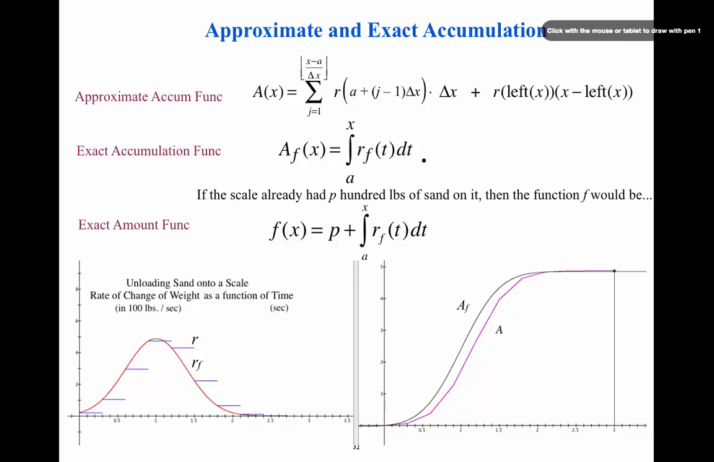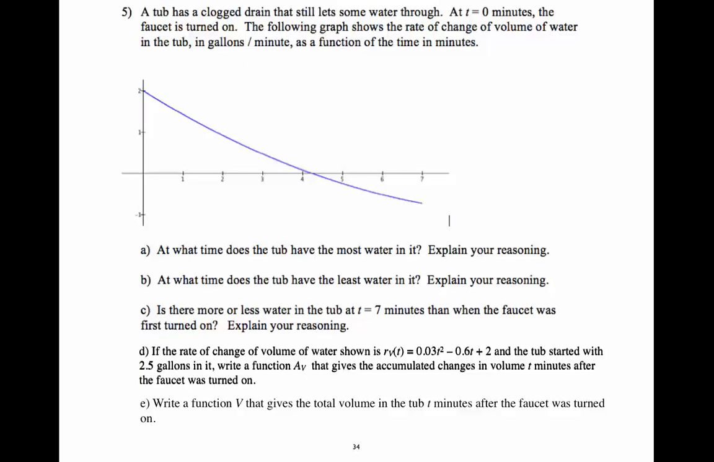Other questions? Okay, example. Here we go. A tub has a clogged drain. It still lets some water through. At t equals 0 minutes, the faucet is turned on. So the faucet's on and it's also draining, kind of. Those are both happening at the same time. The following graph shows the rate of change of volume of water in the tub in gallons per minute as a function of the time in minutes. Can we get through these 5 questions before the end of class? See if we can do it. D and E are the most important. No, they're all important. Go.